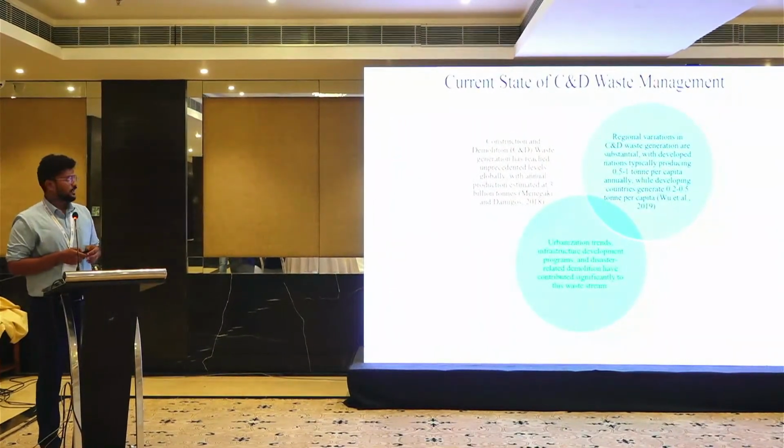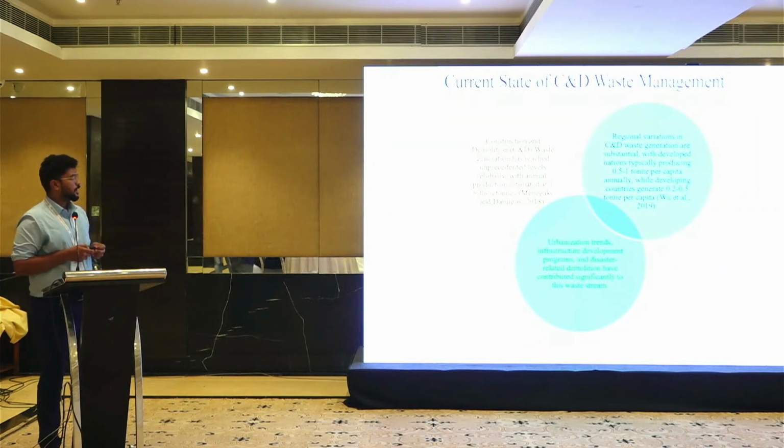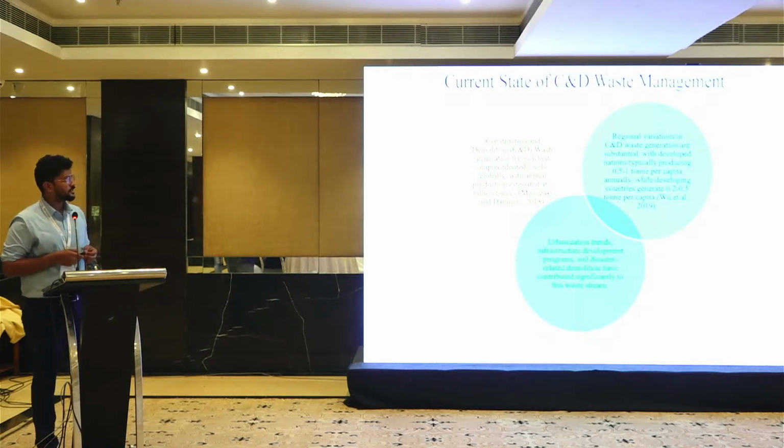So, the current state of C&D waste management. C&D waste generation has reached a level of 3 billion tons in journal reviews, and there is regional variation in C&D waste, with developed regions generating about 0.1 ton.